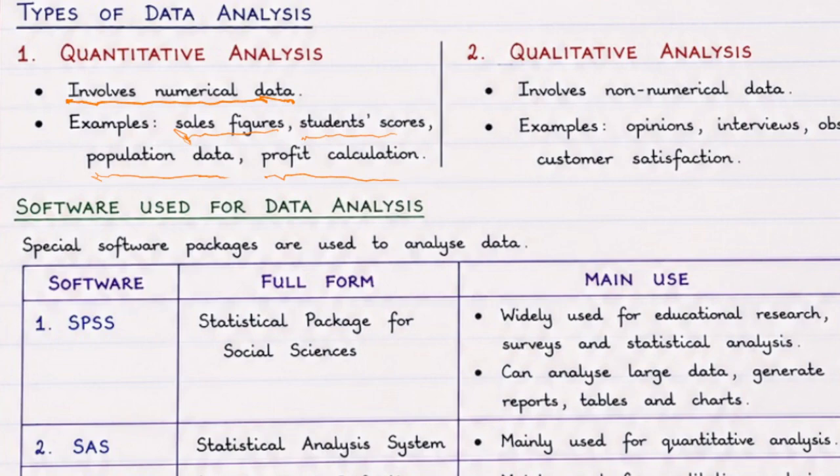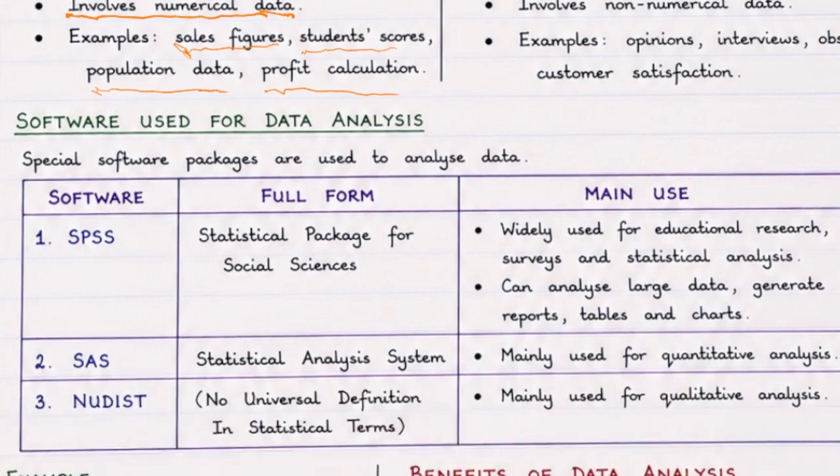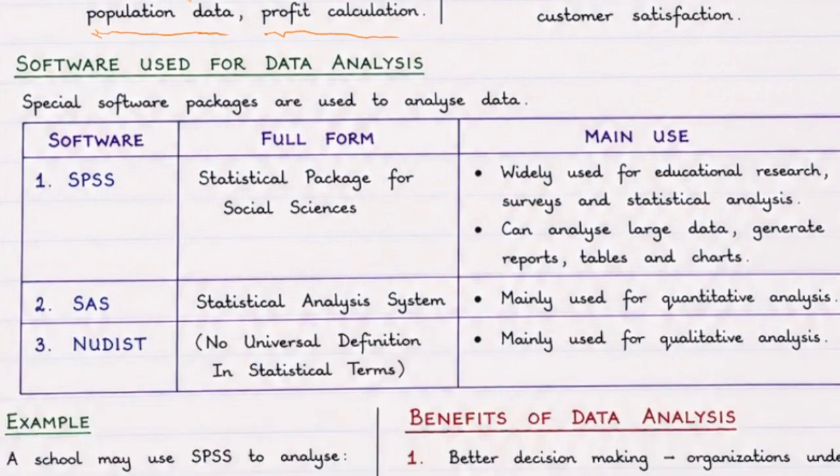Software used for data analysis, because we said nowadays we use software. Okay, so what are the softwares? Examples of softwares used to analyze data. So we have SPSS, SAS, and we have NUDIST. So SPSS stands for Statistical Package for Social Sciences. SAS stands for Statistical Analysis System. NUDIST stands for No Universal Definition in Statistical Terms.